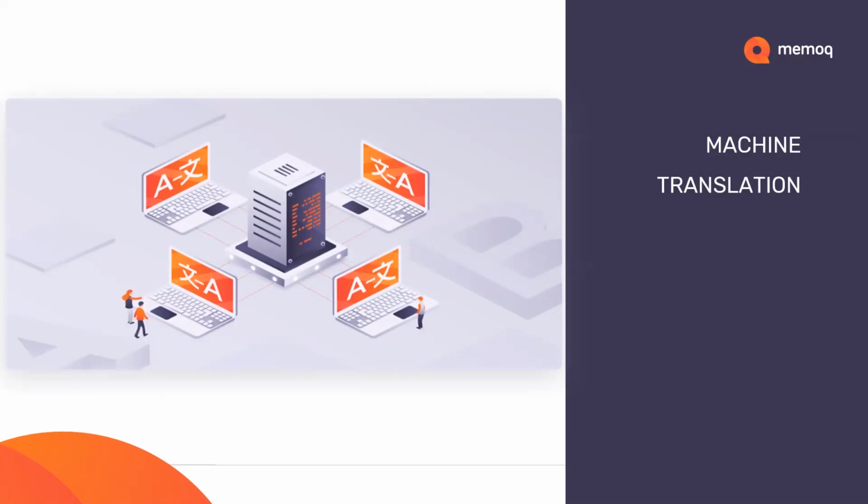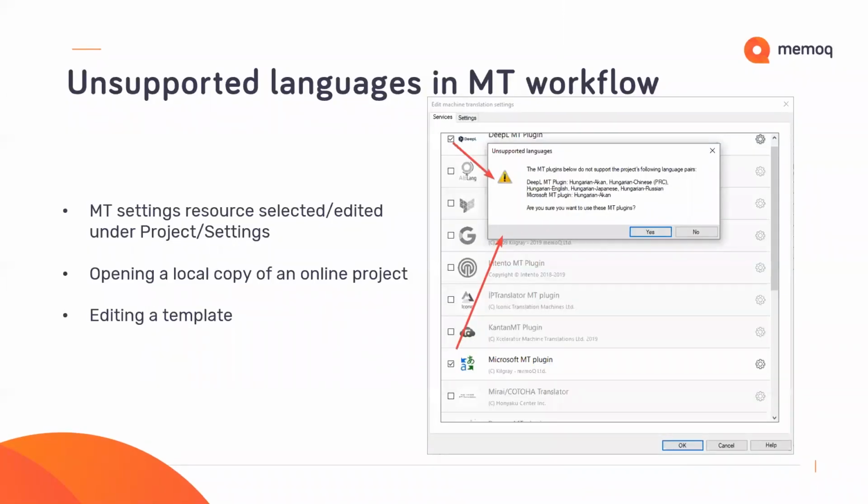Now, moving on to our third topic, machine translation. We've updated a couple of MT services, but what's more important is that we looked at how we could improve our users' experience with machine translation workflows. One problem that we identified as quite frequent among our users was that memoQ was not really good enough in communicating to our users that the MT service that they selected did not support the specific languages that they wanted to use.